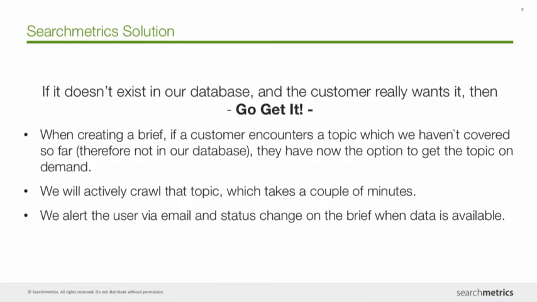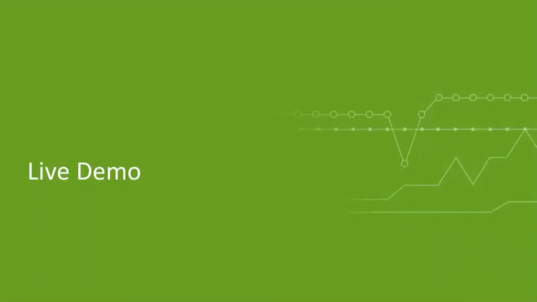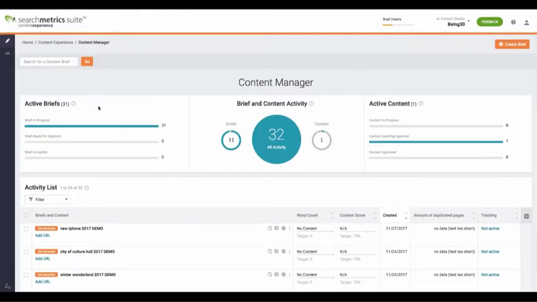So I'm going to talk you through and use a live demo to show you how, when you're creating a brief, if you're using a topic that we haven't covered, so it's not in our database, you can pull that information and you can get more data as we speak. These are just a couple of screenshots, but let's just go through a live demo. So in the Content Experience Suite, if you wanted to create an on-demand topic, you would just go to your create brief there.